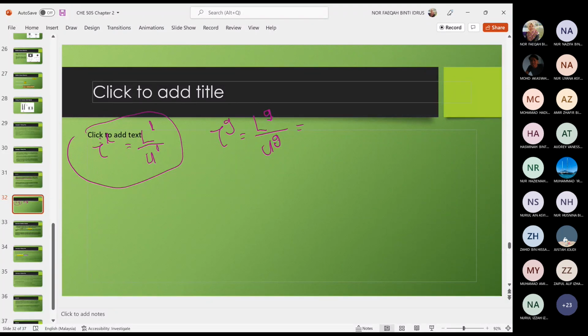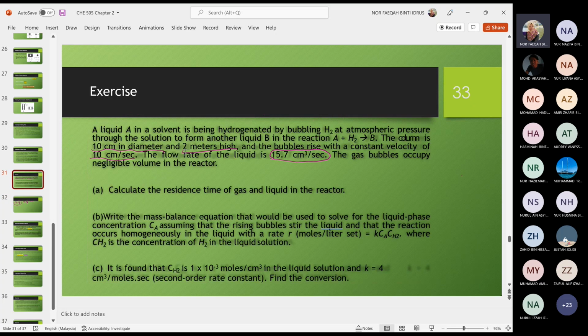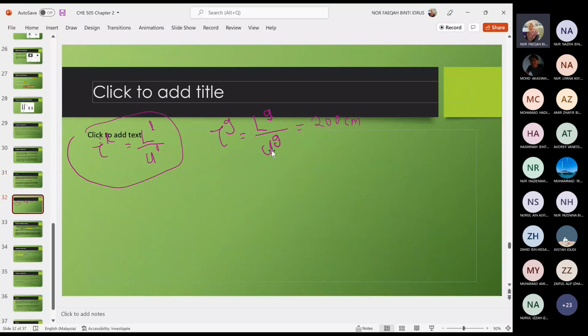So for the length, we have 200 centimeter, because in the question the height is 2 meters. Is the page I'm writing on visible? Yes, doctor. Okay. So since the height is 2 meters, it equals 200 centimeter divided by the velocity of 10 centimeter per second. This is the residence time for the gas phase.